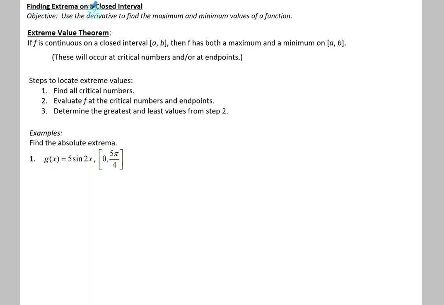Finding extrema on a closed interval. Our objective is to use the derivative to find the maximum and minimum values of a function. Let's talk about the extreme value theorem.